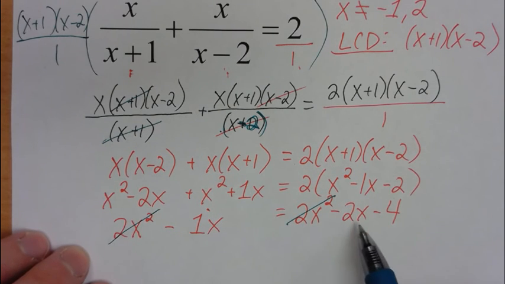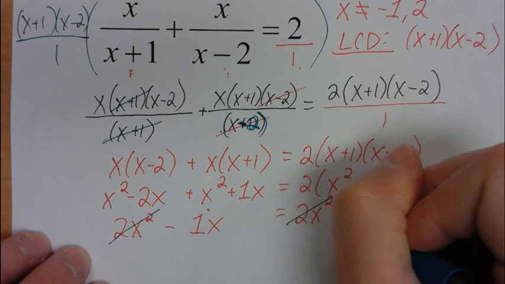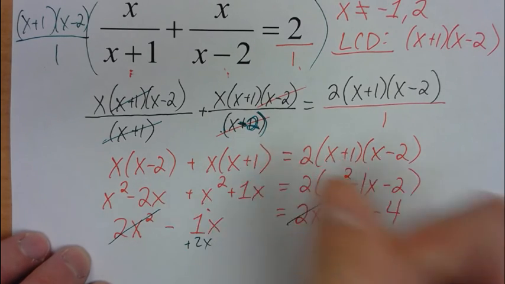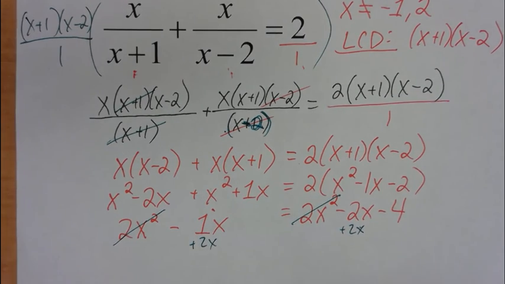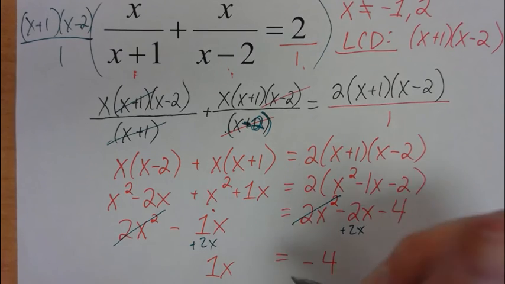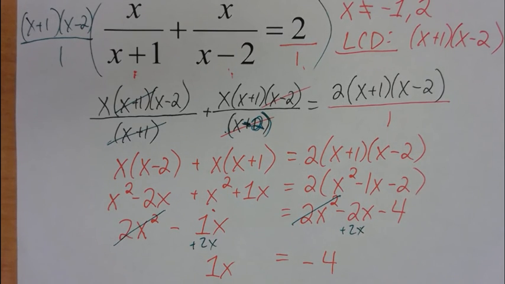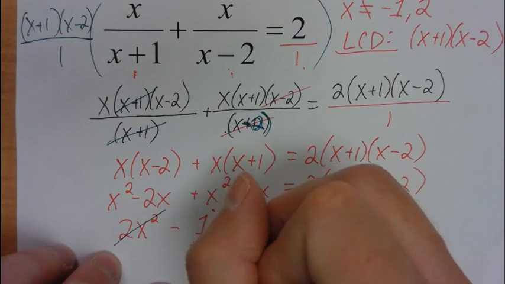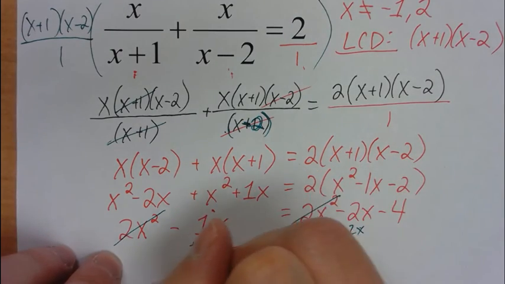And then we're just going to add 2x to both sides. So that means that 1x is going to equal -4, or just x equals -4. And that wasn't one of our excluded numbers, so that works great. That is our solution to this equation.